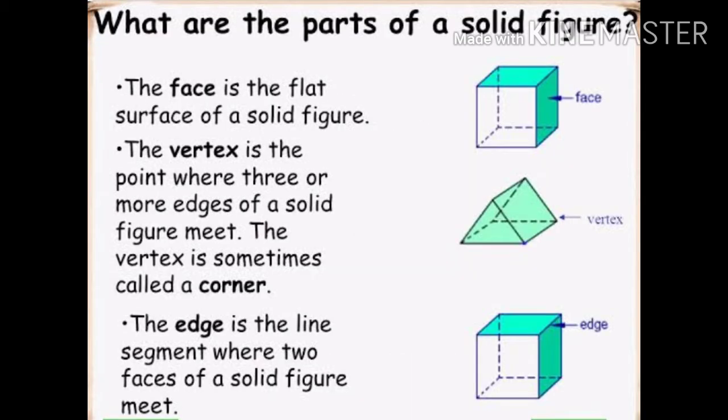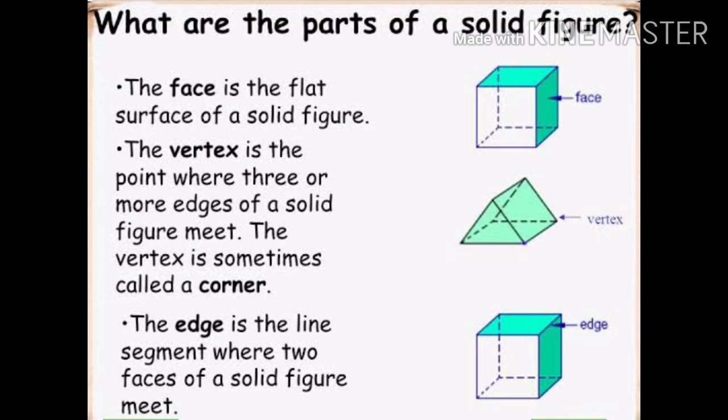Now let's first know a few terms. The face. What is a face? A face is a flat surface of a solid figure. Okay. What is a vertex? We have already studied vertex. A vertex is a point where three or more edges of a solid figure meet. The vertex is sometimes also called a corner. And what is an edge? The edge is the line segment where two faces of a solid figure meet.